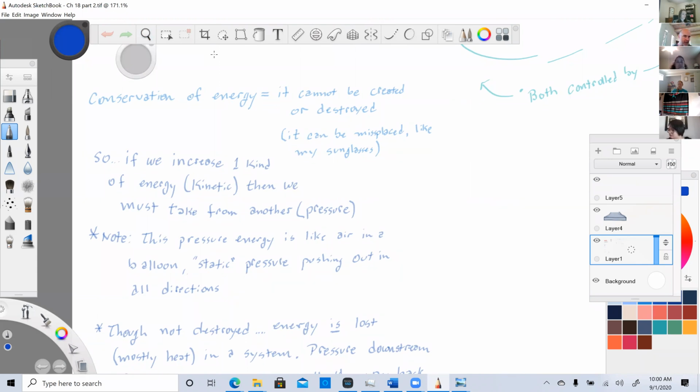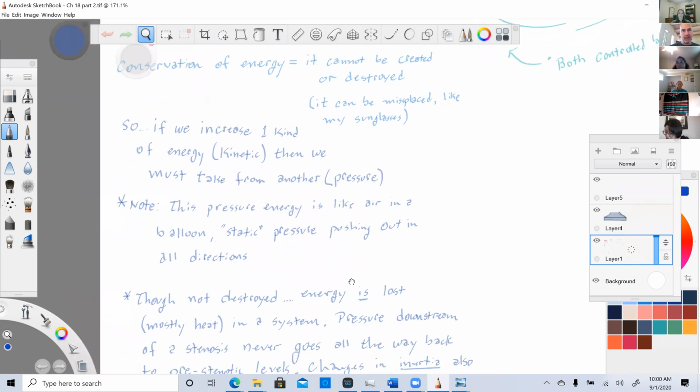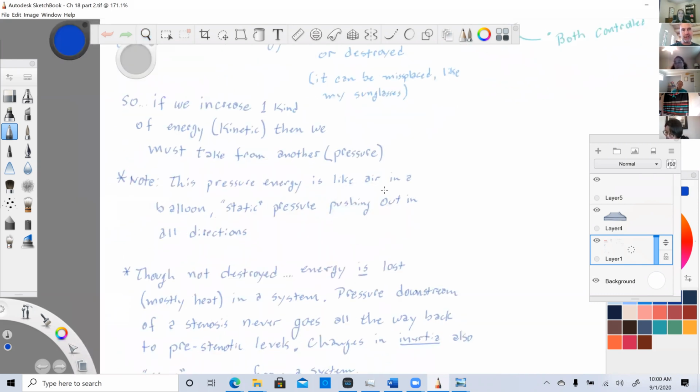Just remember, conservation of energy means it cannot be created or destroyed, but it can be misplaced. In other words, you can lose energy to heat, for instance. I could lose my sunglasses, but it doesn't mean they're destroyed. They're just not in the system anymore. And so if we're talking about vascular, the system of vascular is what we're talking about. That energy still exists. It's just gone somewhere else.